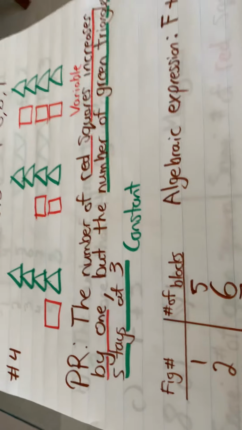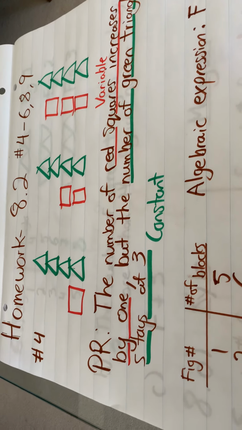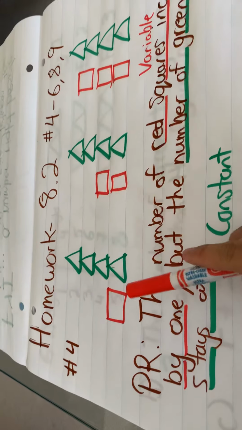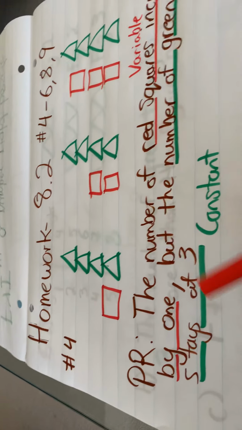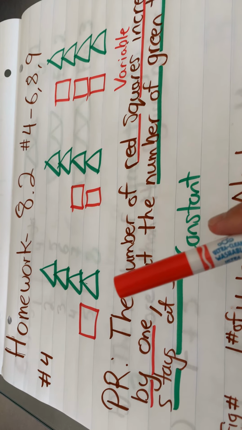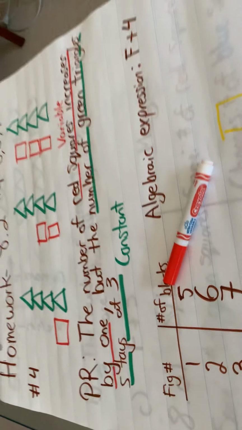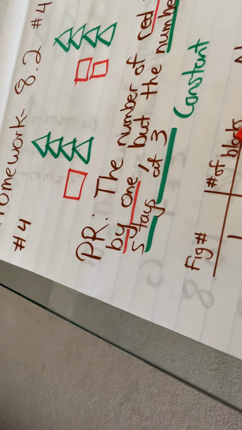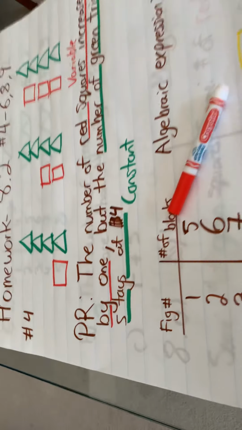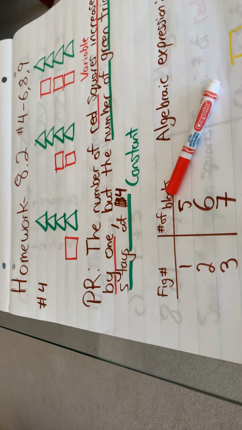The number of red squares increases by 1. So the number of red squares is increasing. It's going up. 1, 2, 3. We can see that. But the number of green triangles stays at 3. Oh, that should read 4. This is why it's a good idea to proofread before you start recording. But that's the world we live in.